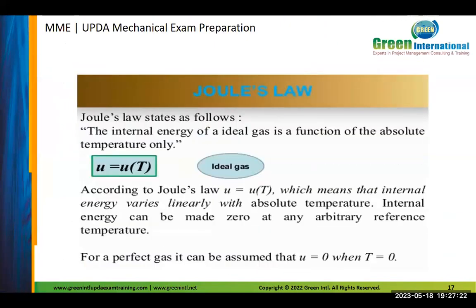Joule's law. What does Joule's law say? Internal energy of an ideal gas is a function of absolute temperature only. That's it? Yes. The internal energy of an ideal gas is a function of temperature only. Means U, which is internal energy, is only a function of what? Temperature.